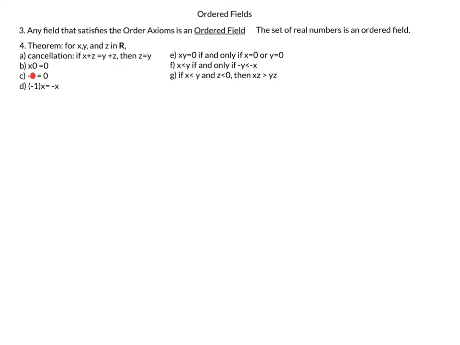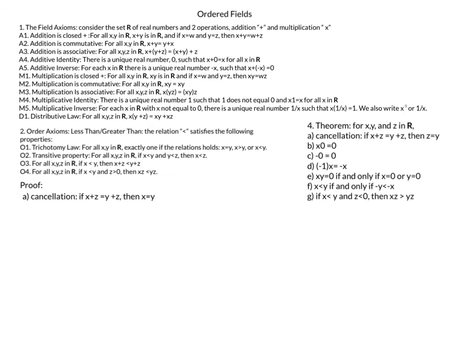We have a theorem here for x, y, z, and r. We have a cancellation property, we have the zero multiplication, and a few other properties that you can take a look at, and we are going to do a couple of proofs. The first thing we want to prove is this cancellation property. Here, I moved my theorem over here to give me space. So this is the cancellation property. So if you have real numbers x plus z, and it's equal to y plus z, you can cancel out the z's and get x equals y.